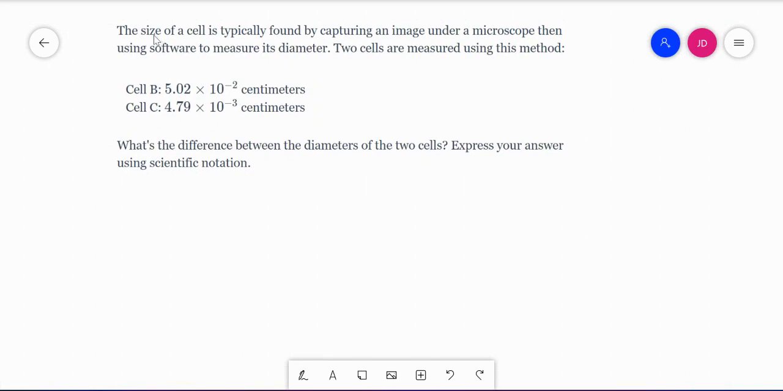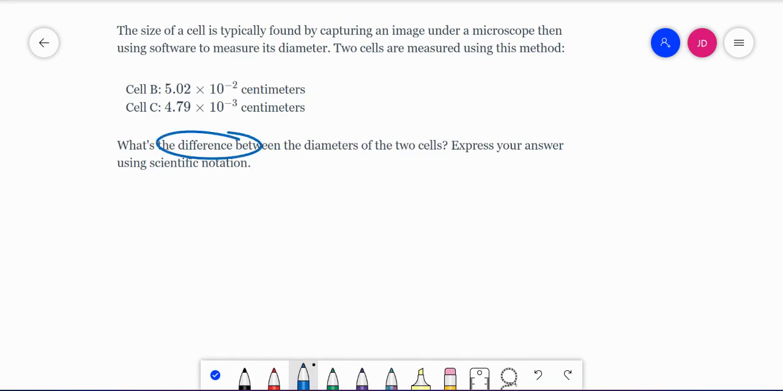Ooh, we got negatives. The size of a cell is typically found by capturing an image under a microscope, then using software to measure its diameter. The two cells are measured using this method. What's the difference between the diameters of the two cells? Express your answer in scientific notation. Okay. So the difference, remember, means subtract.